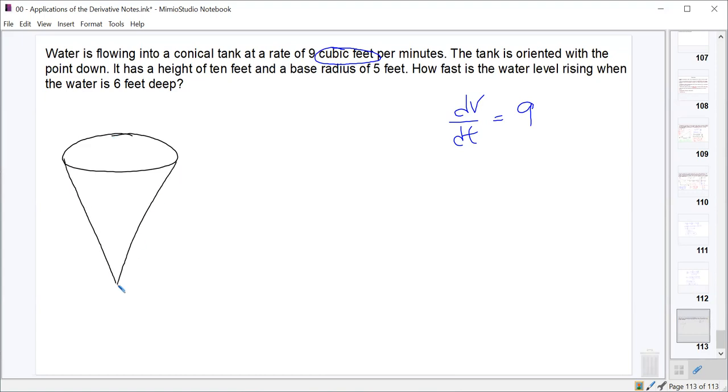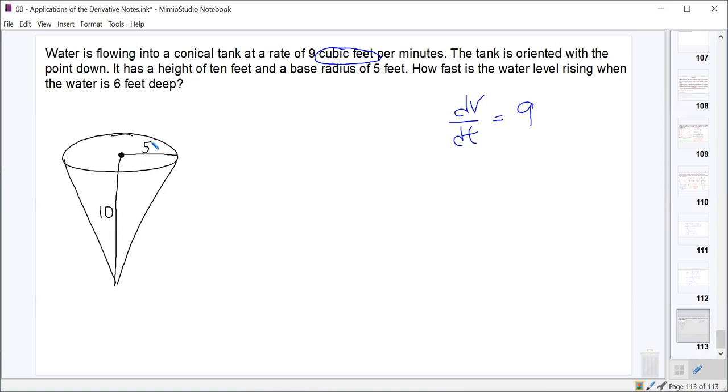Then it says the tank is oriented with the point down. How it stays like that, I have no idea. And it has a height of 10 feet. So let me just draw the height in. And that height's not changing. The height of the cone itself is 10. And it also says that it has a radius of 5, which is also not changing.